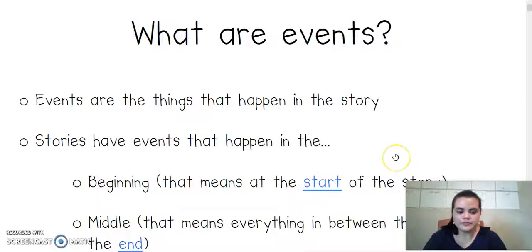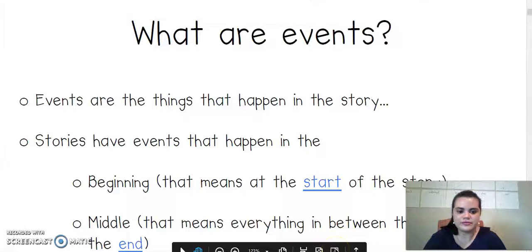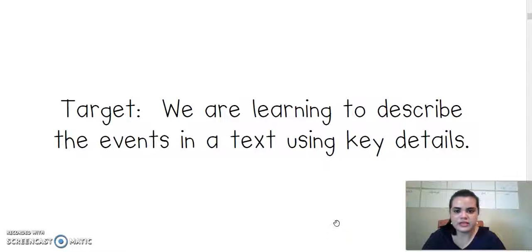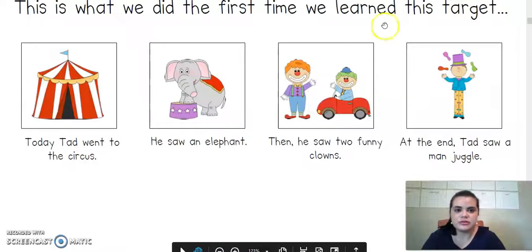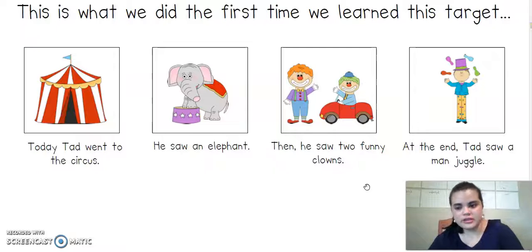And also, we have today the objective of this class. So what are we going to learn today? We're going to learn how to describe the events in a text using key details. So let's remember this. Do you remember this? We were using this presentation before. This is what we did the first time we learned this target, right?